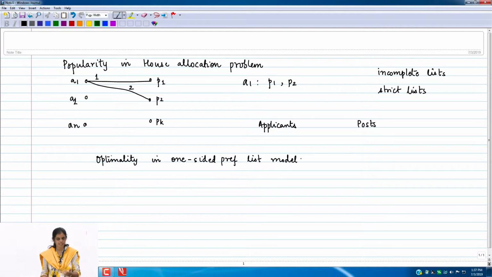So now we ask what is optimality in this model, which is the one-sided preference list model. And since we have seen this notion of popularity, let's ask, can we use this notion of popularity in this setting of the one-sided preference list model? So let's make a concrete example and look at two matchings. We have already seen how to compare matchings with this notion of popularity in the two-sided model. Let's do this in the one-sided model.